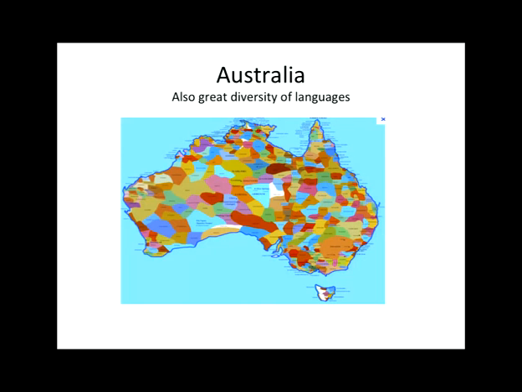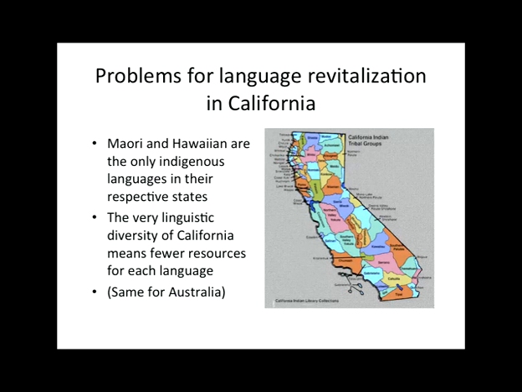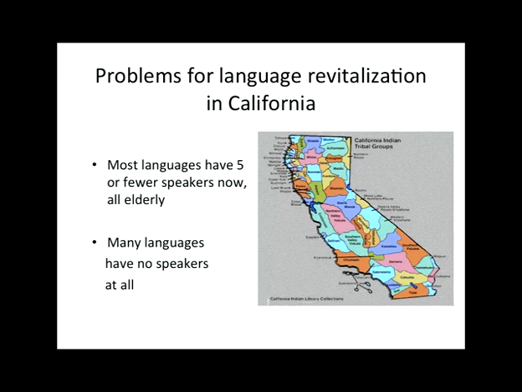And in California and in much of Australia, most languages have almost no speakers left. There's about 5 or fewer speakers now of the 50 languages in California that still have any speakers, and there's another close to 50 that have no speakers at all. So in a case like this, who can teach the language?